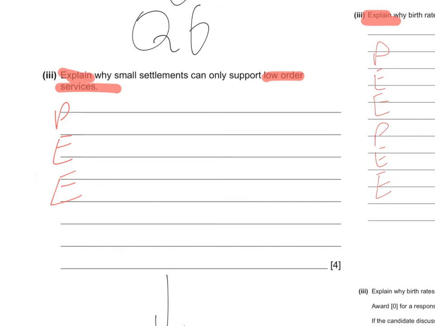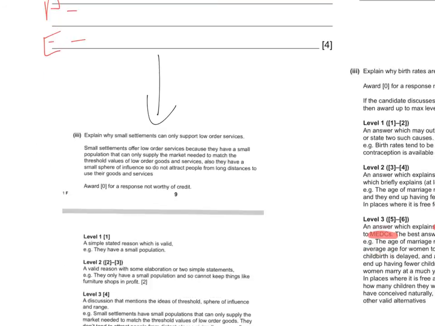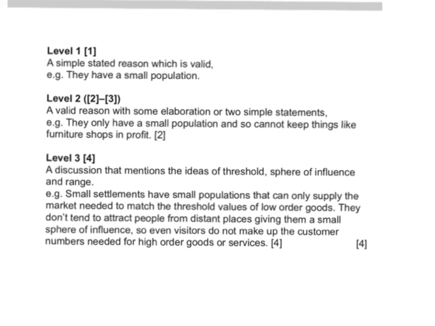I would then develop that a little bit further by adding in an additional point. Because these settlements are so small, they will have a small range, and then you'll explain that by saying this means people won't travel long distances to use services here. That should get you your 4 marks. Okay, you can see a discussion that mentions the ideas of threshold, sphere of influence, and range, and we've talked a little bit about that in our examples, and this is probably a good point to illustrate the idea that we've got to use terminology just to reinforce that. These 3 key ideas: threshold, sphere of influence, and range.